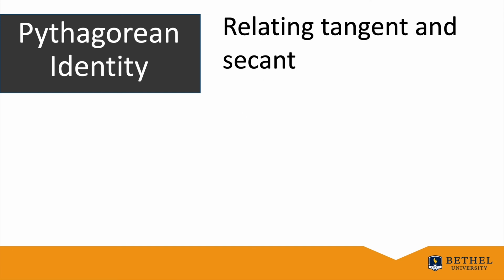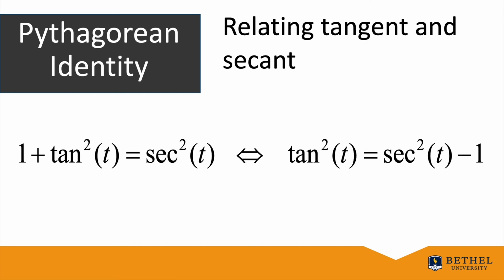Of importance for integral calculus is a Pythagorean identity relating tangent and secant. It looks like this: 1 plus tangent squared t equals secant squared t, which can also be solved for tangent squared t. These equations are true for all values of t that are not odd multiples of π/2. They can be derived using the Pythagorean identity relating cosine and sine. I'll let you figure out the derivation.